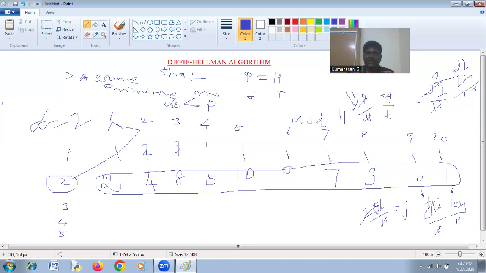That primitive root must be less than the prime number. So here 2 is less than 11, and the condition is true. So we will do the further process. Now what we will do?